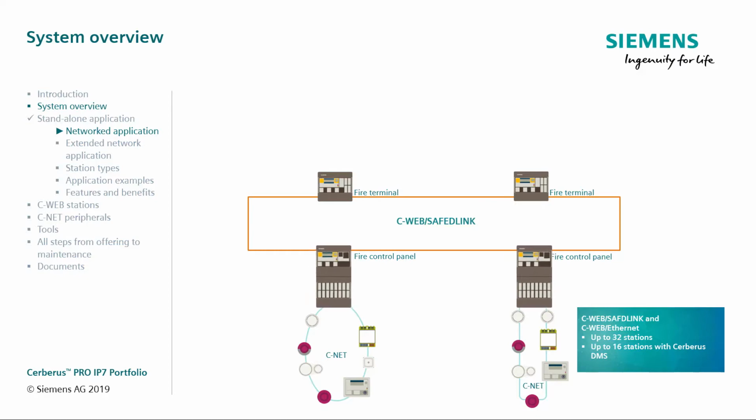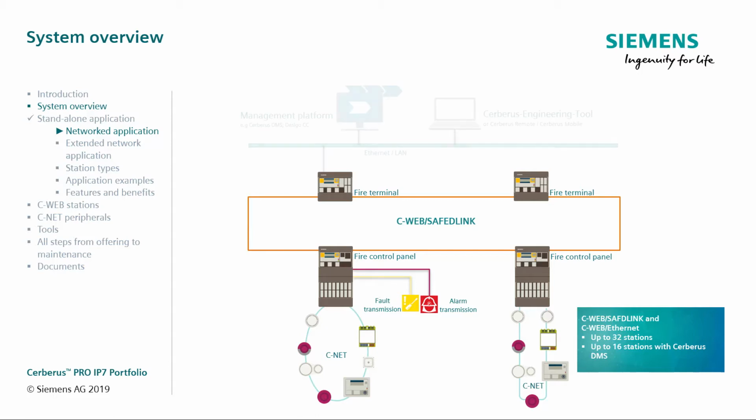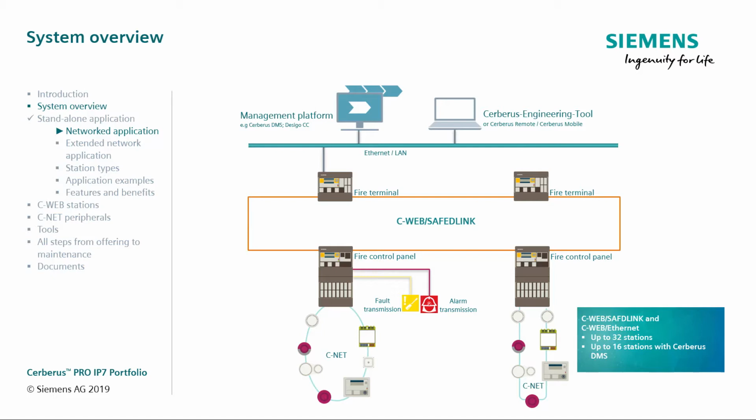The fire control panels are equipped with an operating unit and an interface for detection, as well as inputs and outputs. Fire terminals can also be included. Their displays are identical to control panels, and they work in the same way. Control panels on the C-Web can be set up to transmit common fire alarm and fault signals remotely. We can assign one station on the C-Web as an access point for software tools. This access point can be used for remote servicing, commissioning, or for connecting to a management platform.